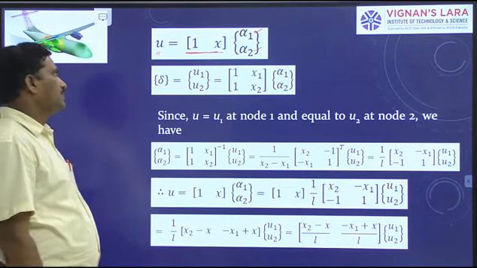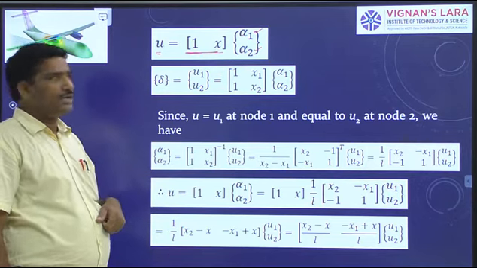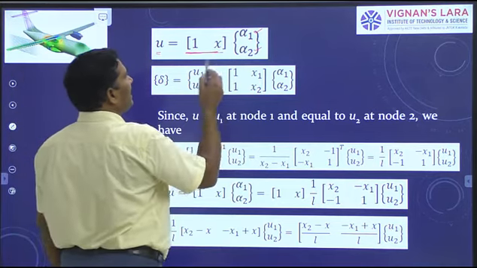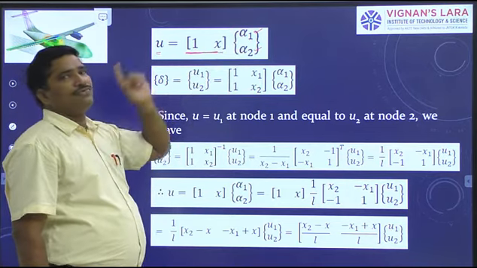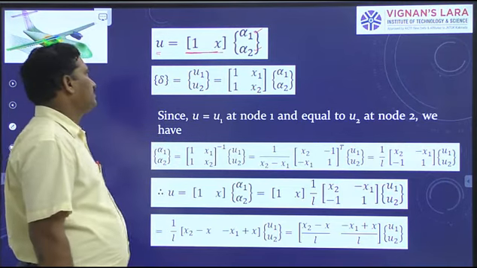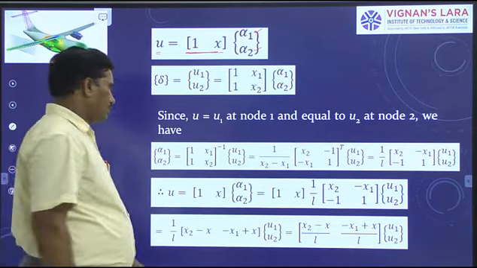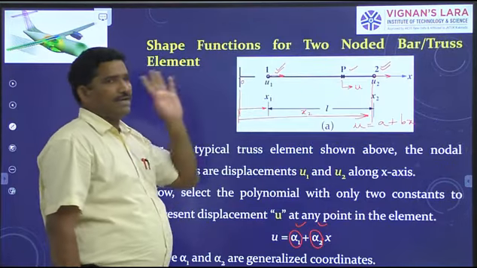Okay? Right. Now, we have determined alpha 1 and alpha 2. Therefore, a column matrix having the elements alpha 1 and alpha 2 is to be determined. So, how do you do it? What you do is, you come back and see this diagram.